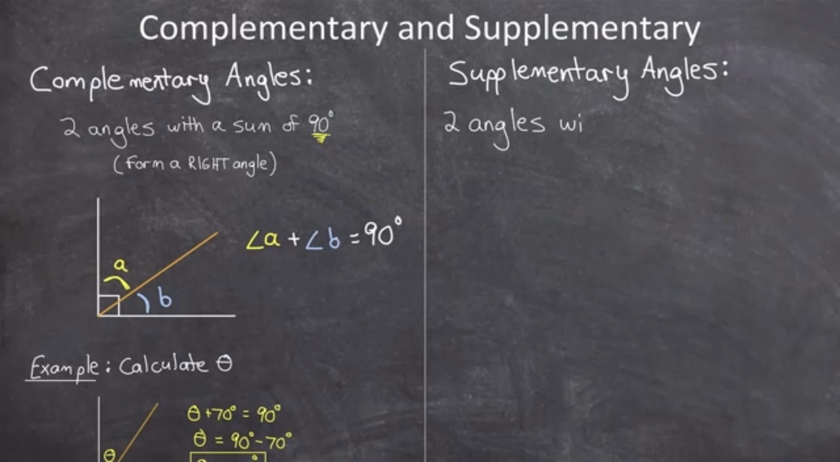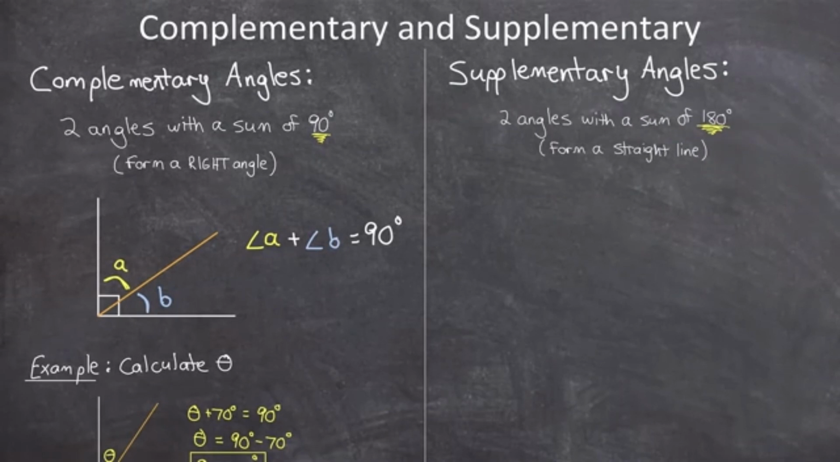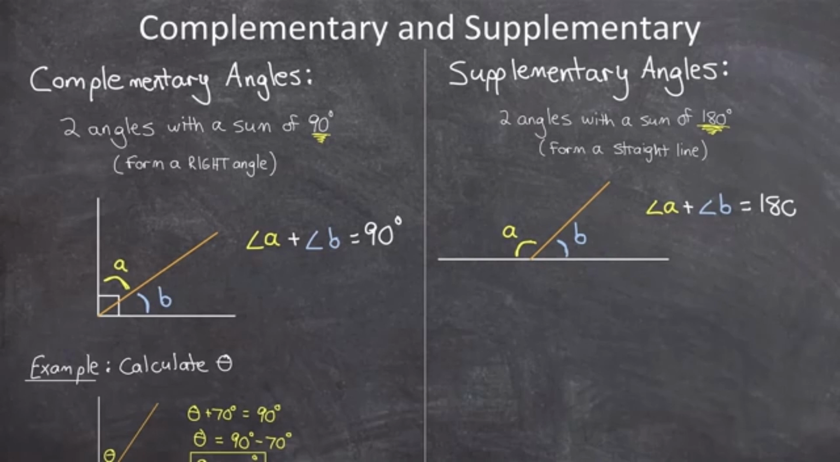Supplementary angles are two angles with a sum of 180 degrees. When supplementary angles are combined, they form a straight line. So if I were to draw a line segment and break up one side of that line segment into two different angles, let's call them angle A and angle B, notice that when combining angle A and angle B together, they form a straight line, which means that angle A plus angle B equals 180 degrees, which means angle A and angle B are supplementary angles.